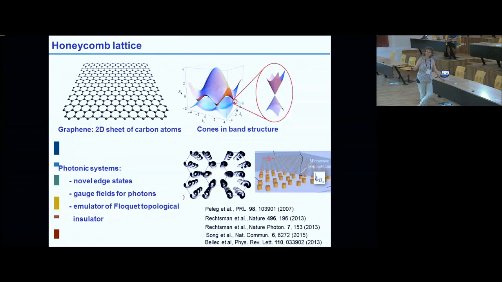They use coupled waveguides, and they study the propagation of light in these waveguides, and actually the Z coordinate is playing the role of time. So they look at the evolution along Z of the system, and this is an analog way of looking at the time dependence of the system.